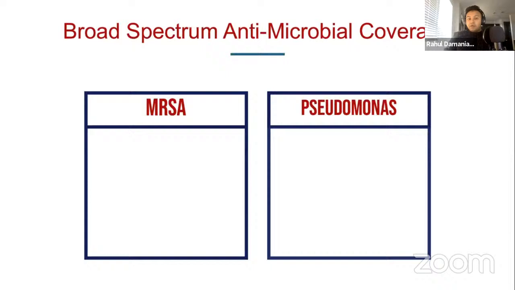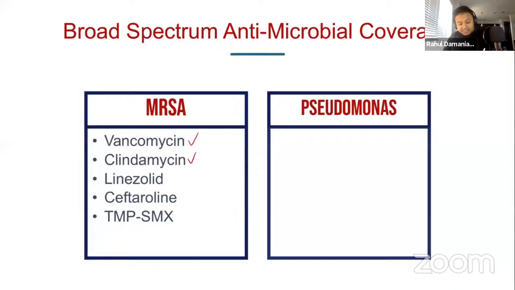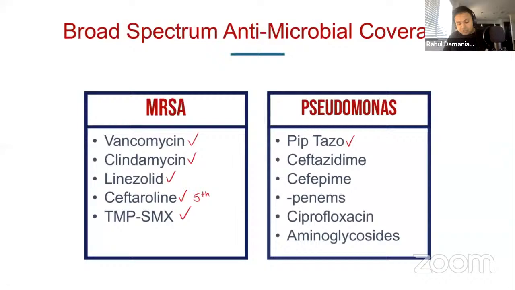So when it comes to MRSA, we use vancomycin. We use clindamycin, which is good for MRSA as well as anaerobes. We use linezolid. We use ceftaroline, which is your fifth generation cephalosporin. And then we use trimethoprim sulfamethoxazole. For pseudomonal infections, we use piperacillin tazobactam, which we talked about is Zosyn.